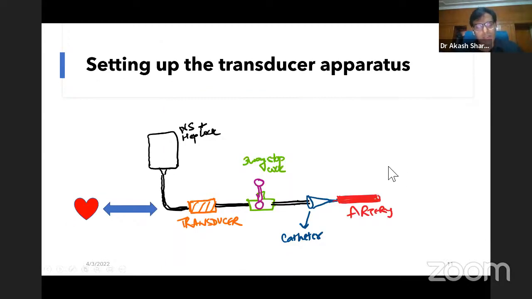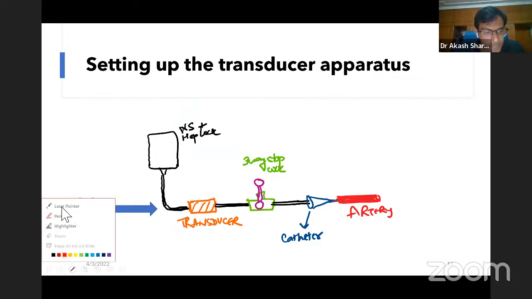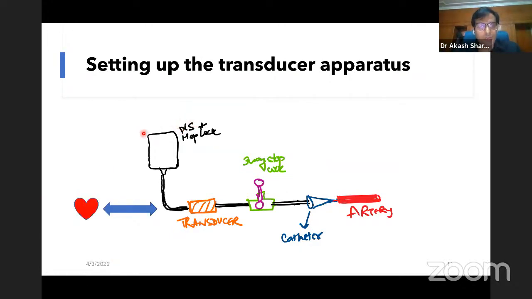So I'll come to the actual setup of the transducer apparatus. Ultimately, what we are trying to do is, there is a saline plus heplock bag, and there is tubing from the bag which goes into the transducer. This transducer is kept at the level of the heart of the neonate, and then there is tubing which connects the transducer to a three-way stopcock, which in turn is connected to the invasive arterial catheter and to the artery.